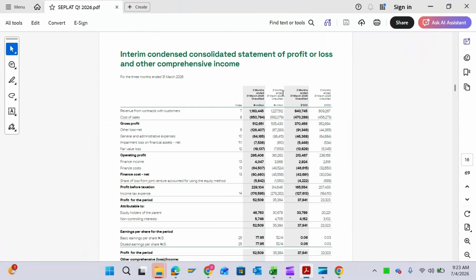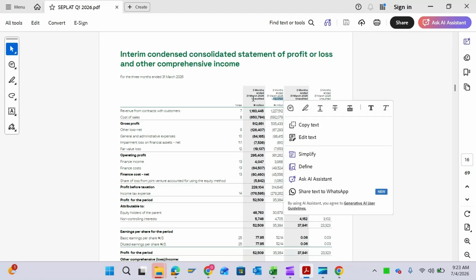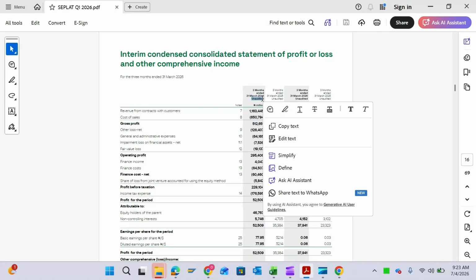We have the 2025 full year in million naira. We have the Q1 2026 unaudited in million naira. Now you need to note this. This says unaudited. That means it has not been audited. So it's like their management account. It has not been audited.